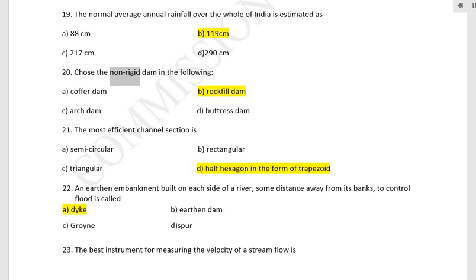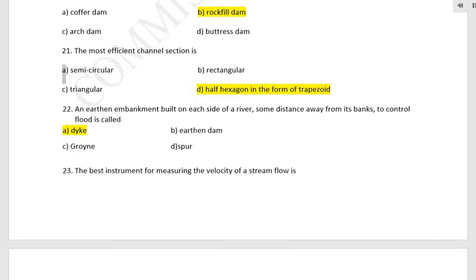20. Choose the non-rigid dam in the following. A. Coffer Dam. B. Rockfill Dam. C. Arch Dam. D. Buttress Dam. 21. The most efficient channel section is A. Semicircular. B. Rectangular. C. Triangular. D. Half hexagon in the form of trapezoid.